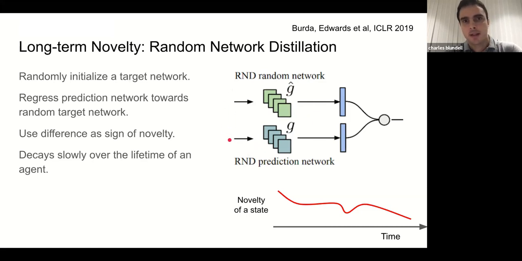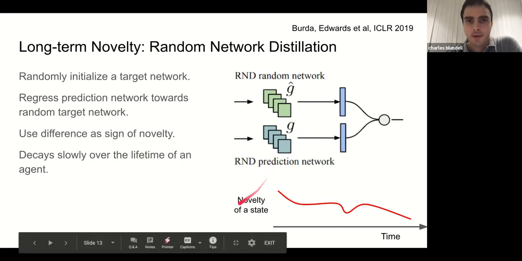So every time you visit a state, you will train the prediction network to make its output closer to the random network. And so gradually over time, the prediction network's predictions will get closer to the random outputs of the other network. Then you can use the difference in these representations as a sign of novelty, because at initialization, the two networks will be very different, but over time they'll converge on things that the prediction network has observed and been trained to go towards in the random network. So it has the property that we wanted, which is that initially things are novel and have high novelty, and then it decays slowly over the lifetime of an agent.